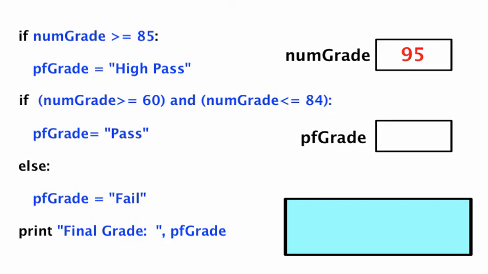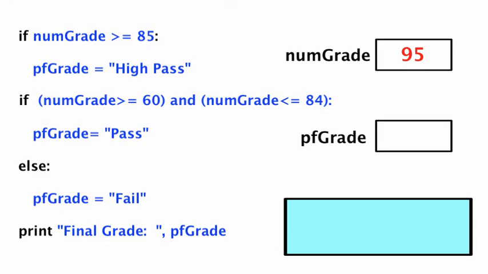Okay, let's trace the new code with a value of 95 for num grade. Again, the first condition is true, assigning high pass to PF grade. Now, when the second if statement executes, num grade greater than or equal to 60 and num grade less than or equal to 84 is false, since num grade is not less than 84, so its code segment is skipped. But execution then jumps to the else code segment, assigning PF grade fail and resulting in the output final grade fail, which is also incorrect for a score of 95.